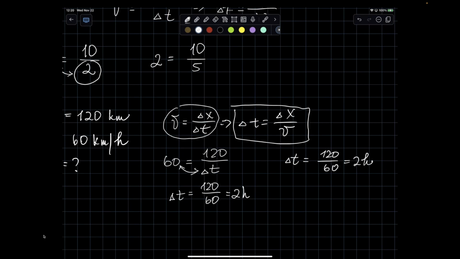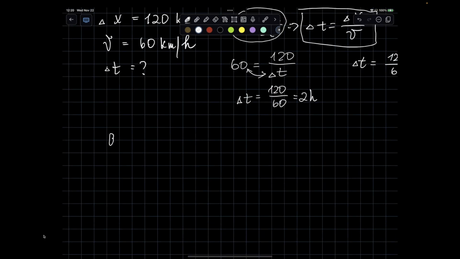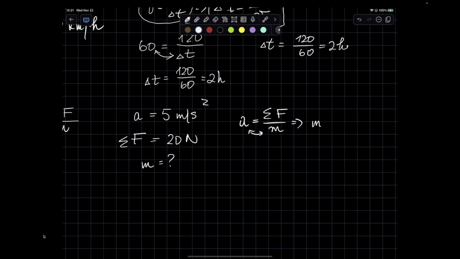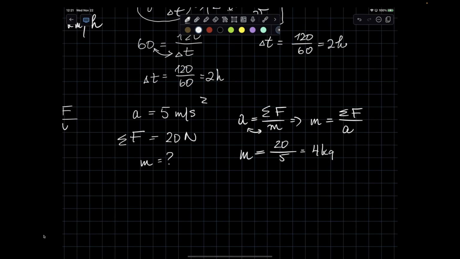The more you practice with formula, the better it gets. Example again, acceleration was net force, that's Newton's second law, over mass. So if I tell you that acceleration of an object is 5 meters per second squared, and net force applied to the object is 20 newtons, how would you find the mass of the object? So if I look at my formula, a equals net force over mass, swap, then mass is going to be net force over acceleration. Mass equals 20 over 5, 4 kilograms.